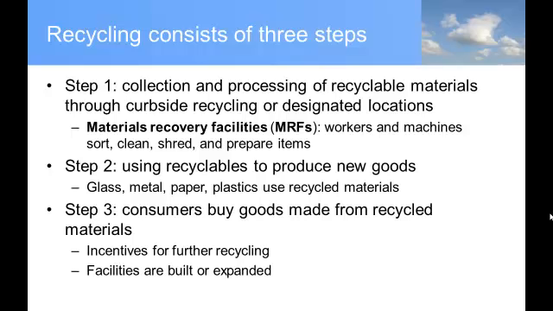Step 2 is using the recyclables to produce new goods. Things that can be recycled into new goods include glass, plastic, paper, metals, and other materials.